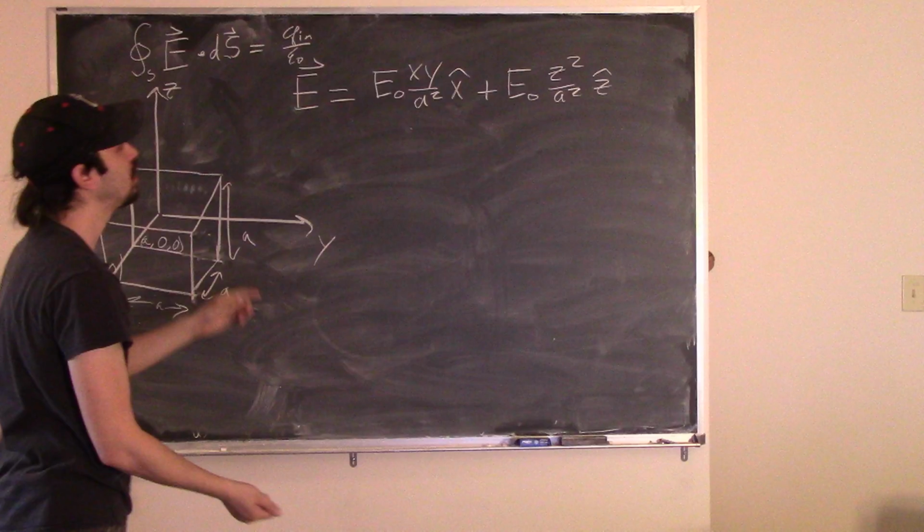So when I do this calculation, I'm going to say that the flux is going to be equal to E dot dA, which is going to be equal to this whole thing dotted with this. But we see when we take this dot product, x hat dot z hat is going to be equal to 0.